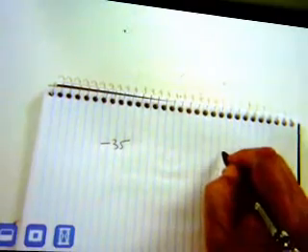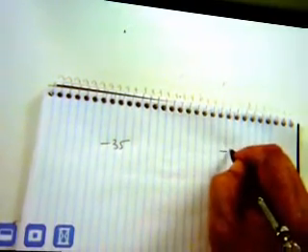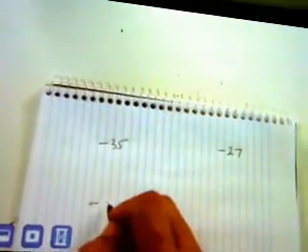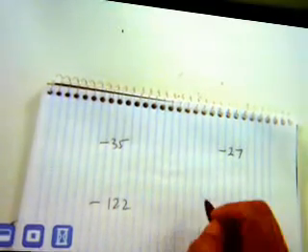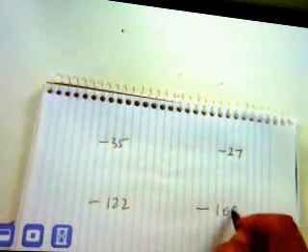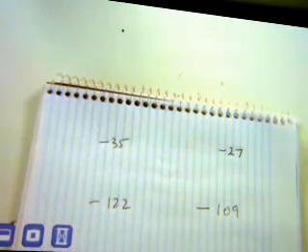Okay. Let me give you 4 of these to do. So let's do a negative 35. And what I'll need is just give me the bits for the negative number. Negative 35, negative 27, negative 122, negative 109. So you can work this out.